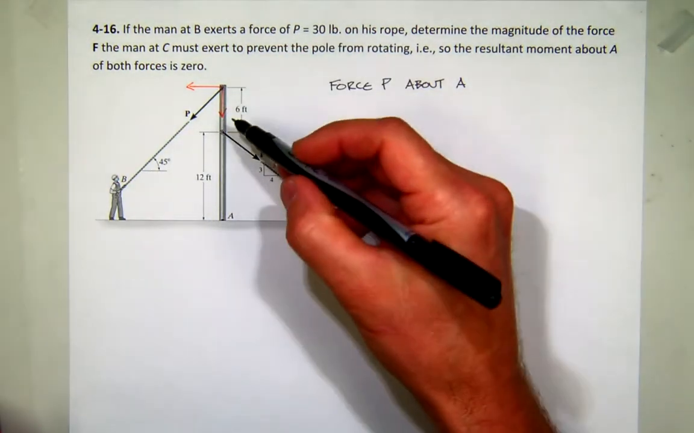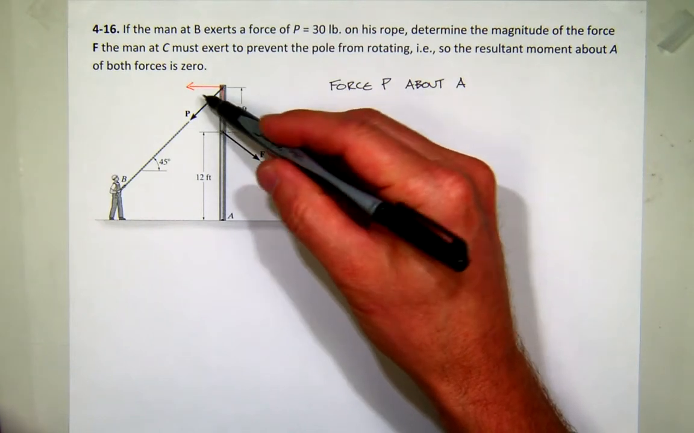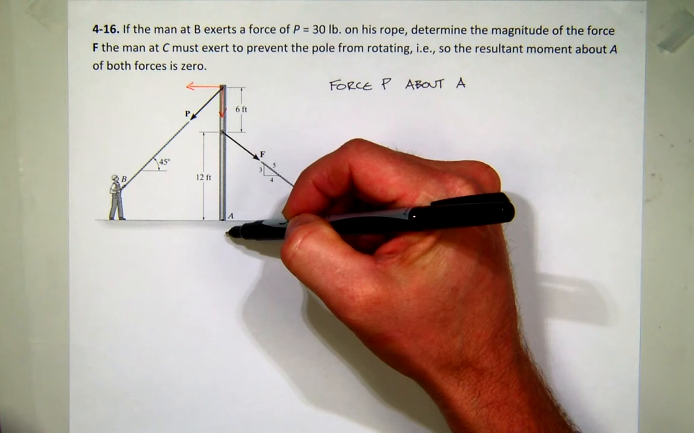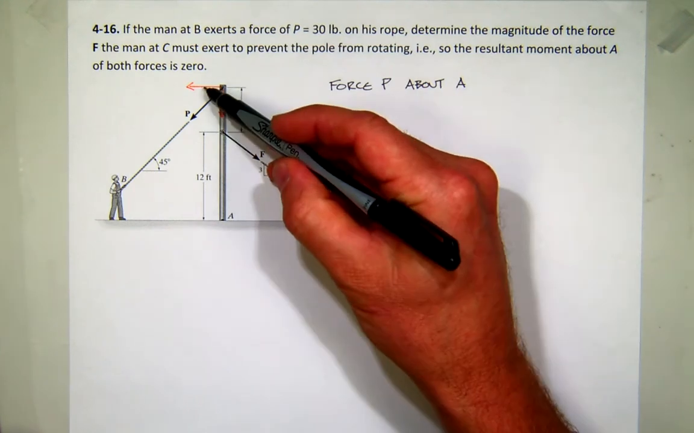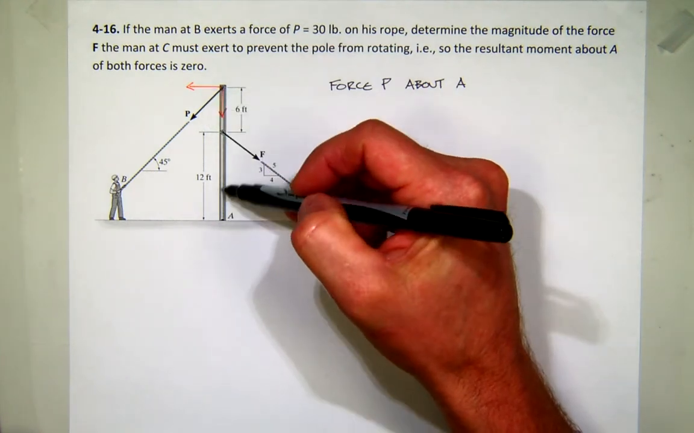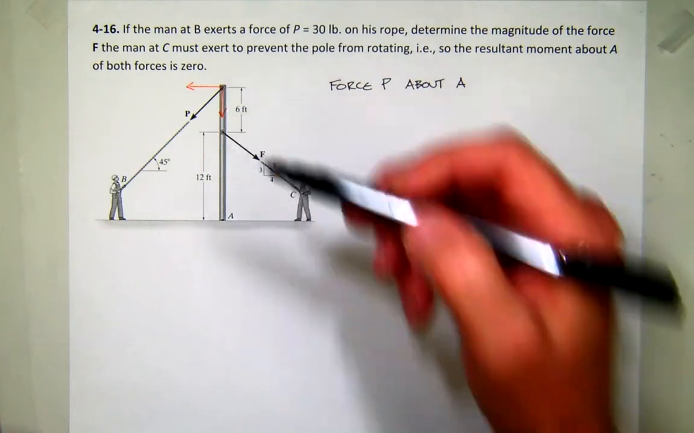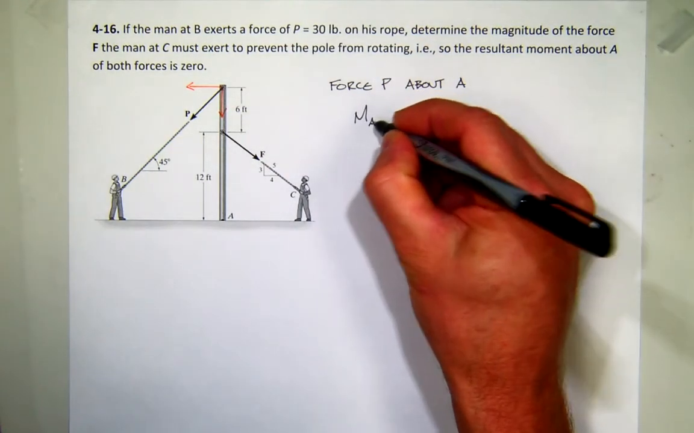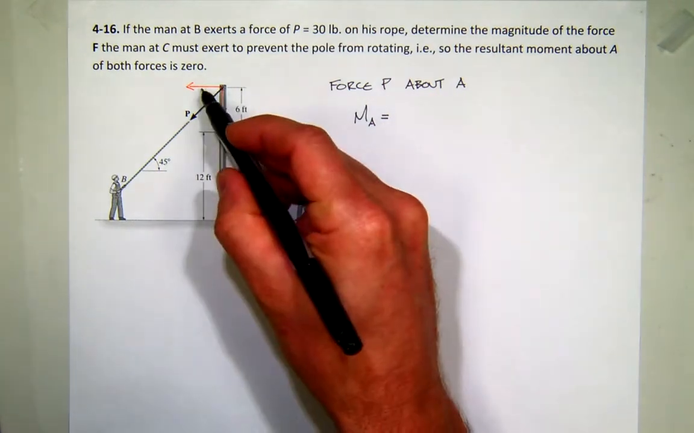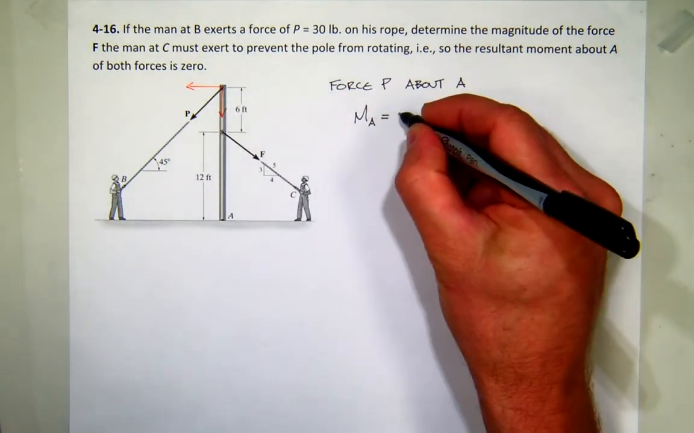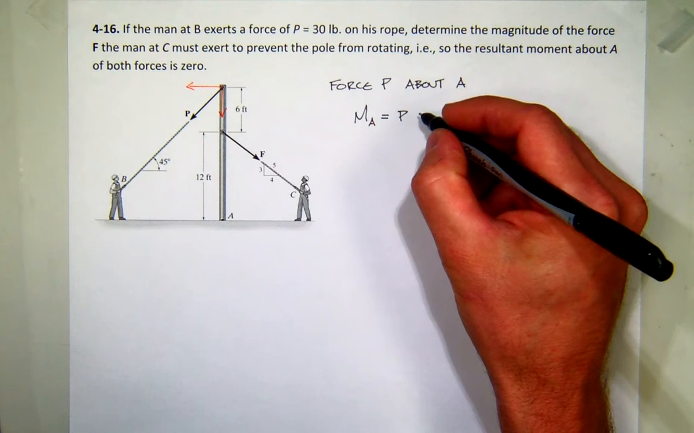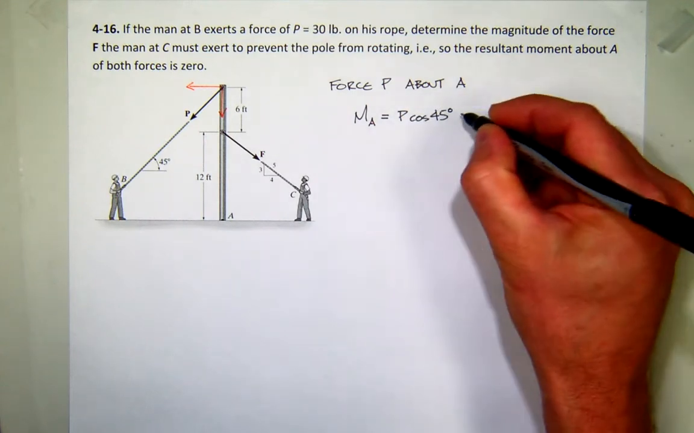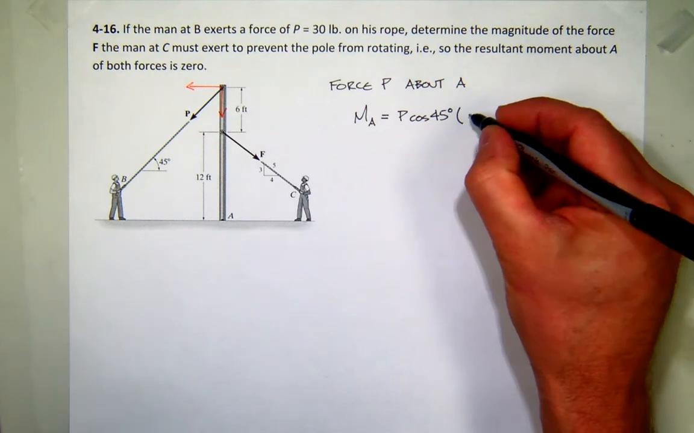What's the great thing about my breaking it up into components is that my Y component is going to pass through A and create no moment. So I just need to find the X component and multiply it by the total distance, which is 12 plus 6, or 18. So that moment, I'll say the moment about A, is going to be equal to this force, which is P, times, doesn't matter which angle you choose, cosine 45, and the distance is 18 feet.